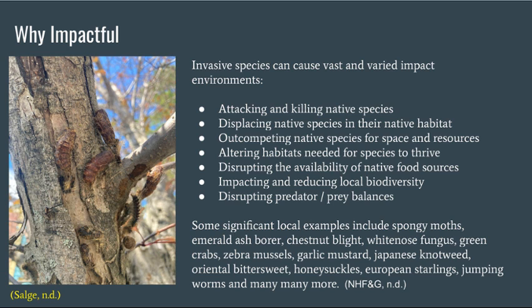There are some significant examples of invasive species in New England, including the emerald ash borer, which is killing ash trees, the white nose fungus, which has attacked and decimated bat populations, the oriental bittersweet, which can impact habitats and food resources, and European starlings, which can disrupt predator and prey balances in the region.